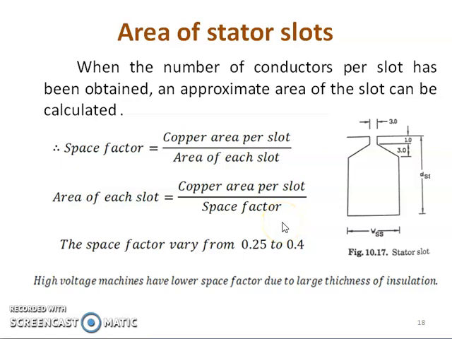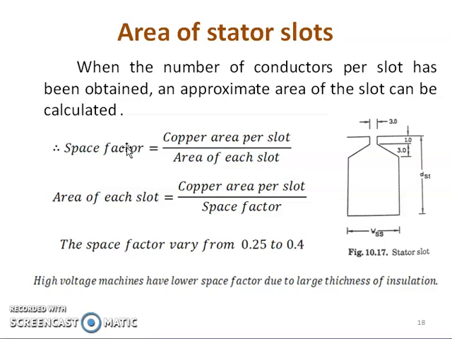Next we will see how the area of stator slots is chosen. When the number of conductors per slot has been obtained, the approximate area of slot can be calculated. Here the area of each slot is the copper area per slot divided by the space factor. Then what is space factor? It is the ratio of copper area per slot to the area of each slot, and this factor plays a very important role depending upon the terminal voltage of the machine.